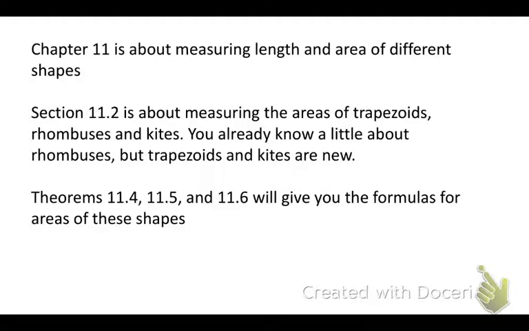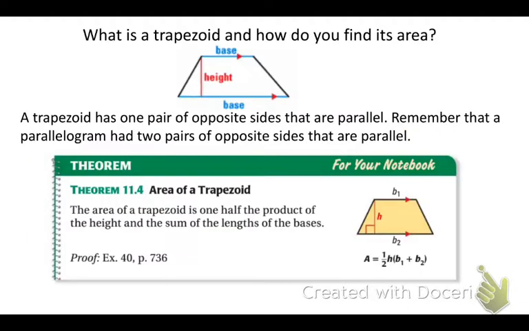Okay, Chapter 11 is about measuring the length and area of different shapes. And we did that in the first section, and then this section is about measuring the areas of trapezoids, rhombuses or rhombi, and kites. You already know a little bit about rhombuses, but trapezoids and kites are going to be kind of new. We're going to have 3 new theorems, and these will give you the formulas for the areas of these shapes. So this is why you need to have your theorem sheet handy, because these 3 theorems will obviously be on it. And yes, you will be able to use that in a quiz or the chapter test.